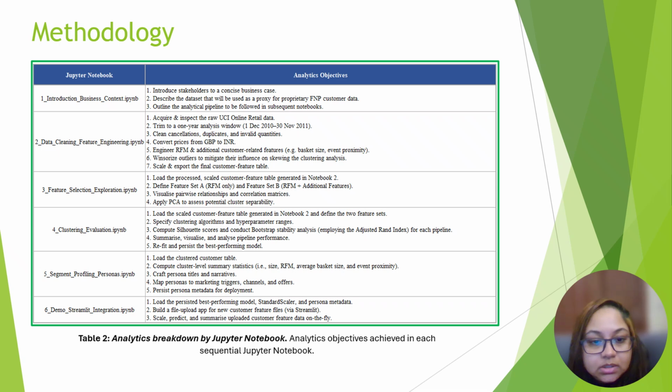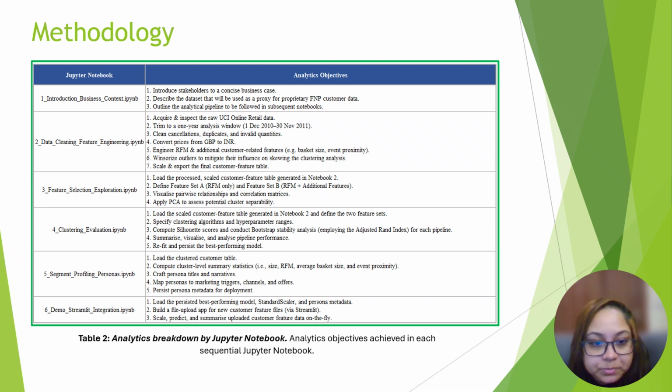Next, RFM and additional customer related features such as average basket size, and event proximity features such as days to Mother's Day and days to Father's Day were engineered. Then for outlier handling, Winsorization at the interquartile range was used to mitigate the influence on skewing the clustering analysis. Thereafter, the features were scaled and exported to the final customer feature table.